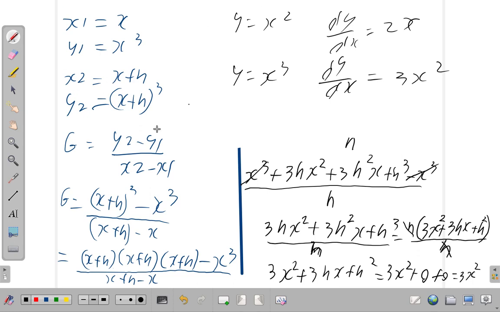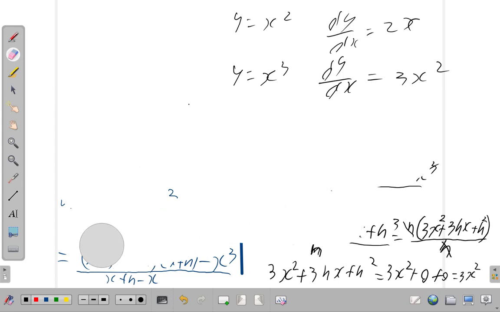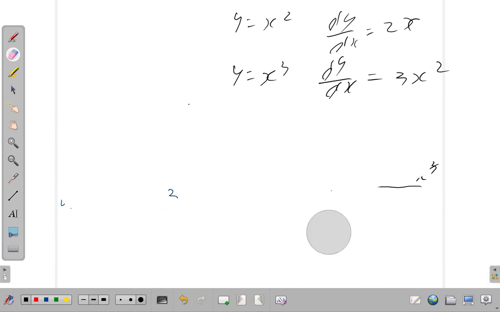We're going to talk some more about that in a different video. Alright, so let me just clean the board in preparation for the next video, and then we'll talk a bit about differentiating x raised to a power.